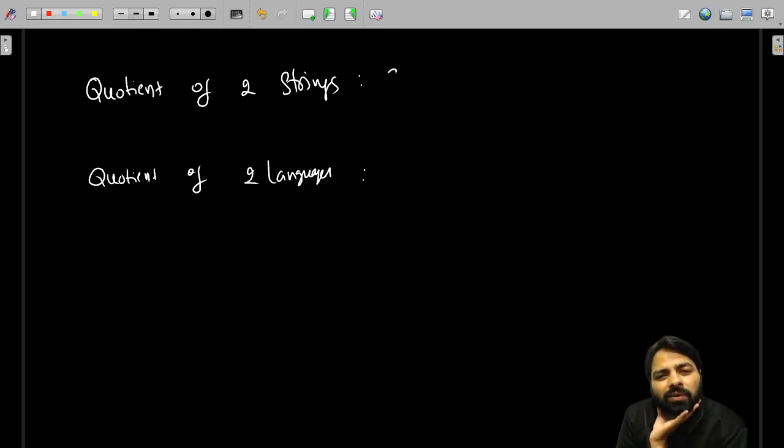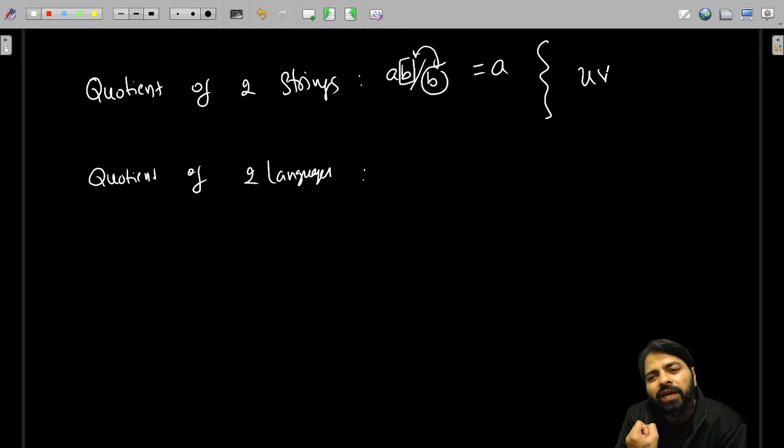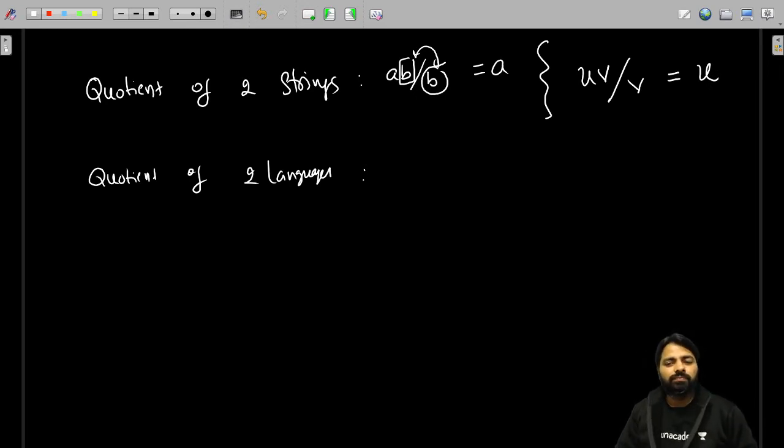For strings, if you apply the right quotient symbol, we can say the quotient of AB comma B. Whatever is in the denominator, in the numerator you should have it as the suffix. Is it exactly matching or not? So the answer is A. Like UV in the numerator and V in the denominator, V gets cancelled, answer is U. It's a quotient of two strings.